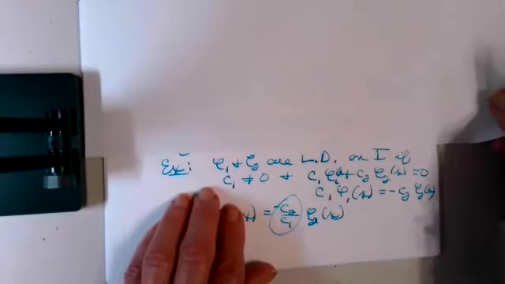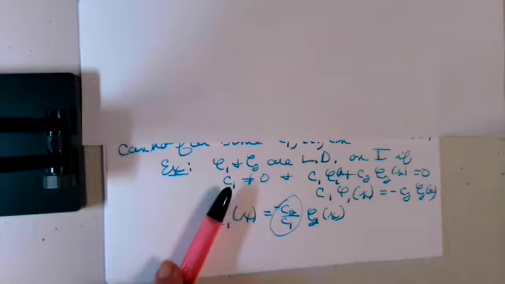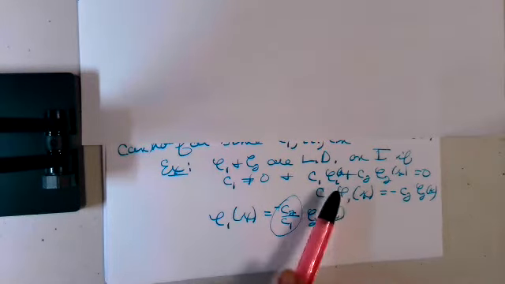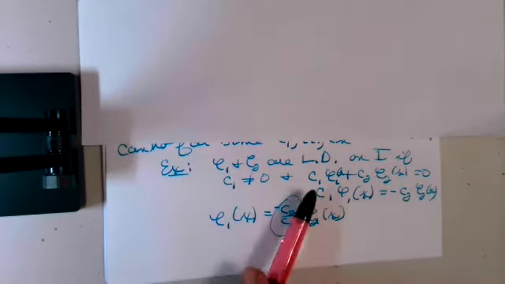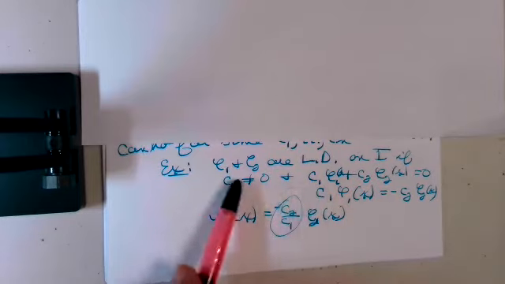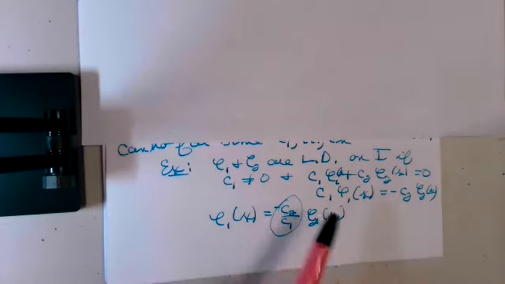Let's go back to our example of 2 functions. Suppose phi1 and phi2 are linearly dependent on the interval I. Then if you look at the linear combination c1 phi1 plus c2 phi2 of x equals 0, for this to be linearly dependent, at least one of c1 or c2 is not equal to 0, and that can hold. So let's say it's c1 that's not equal to 0.